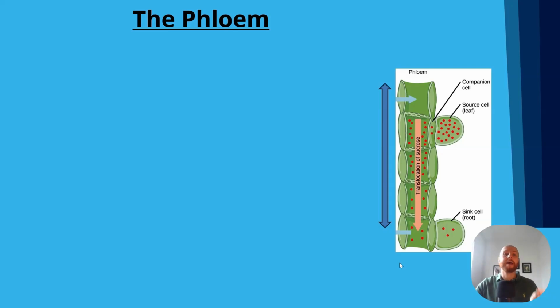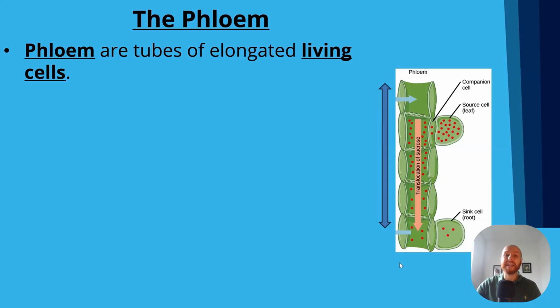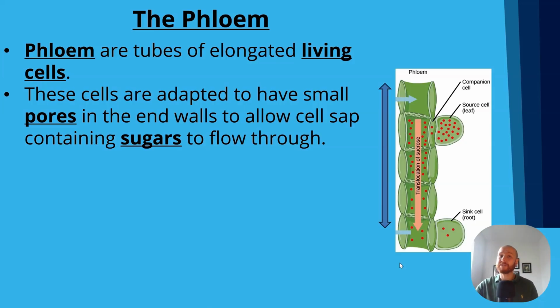The phloem is made of tubes of elongated living cells. Now those cells are adapted to have small pores in the end walls to allow cell sap containing sugars to flow through them. And we can see that in the diagram on the right. We can see that we've got end plates there with pores within them to allow the sugars to flow through.